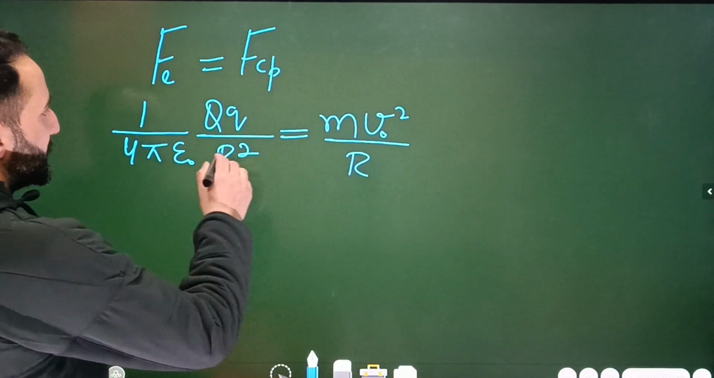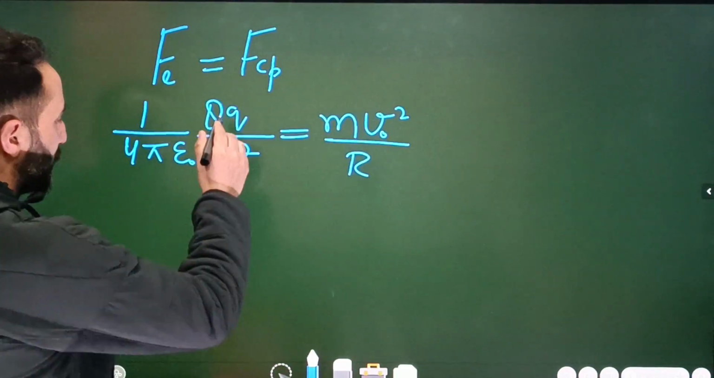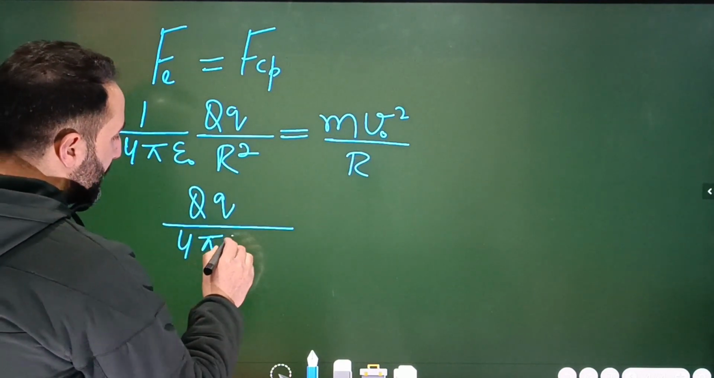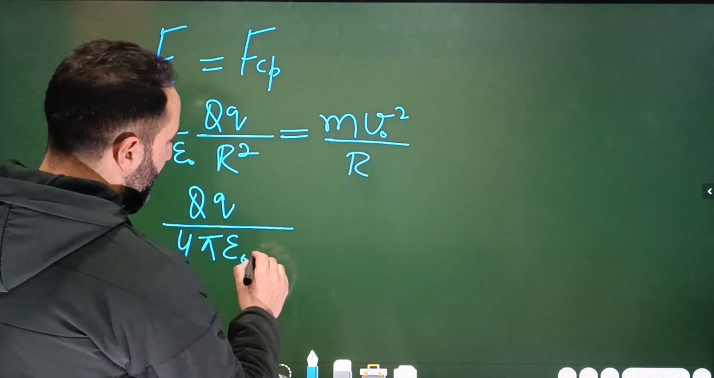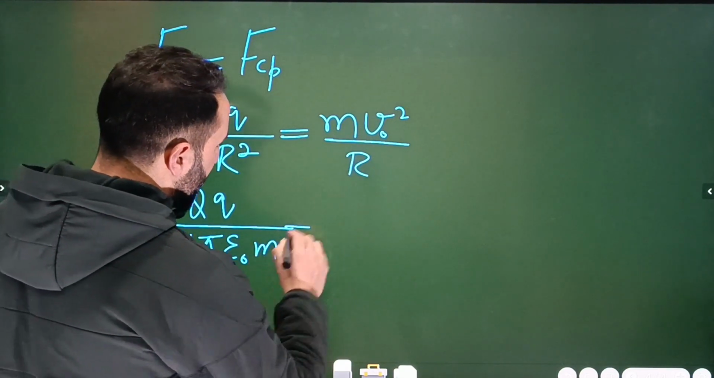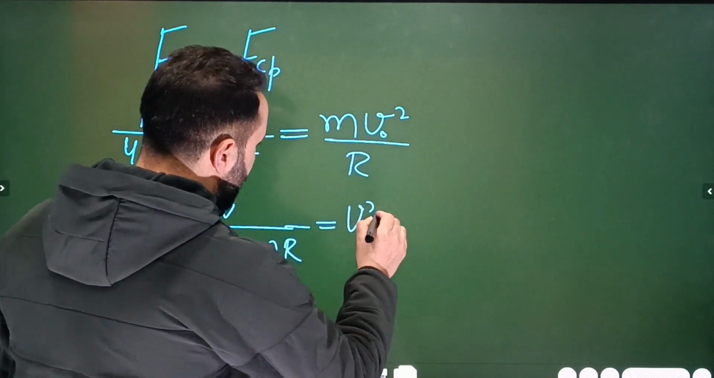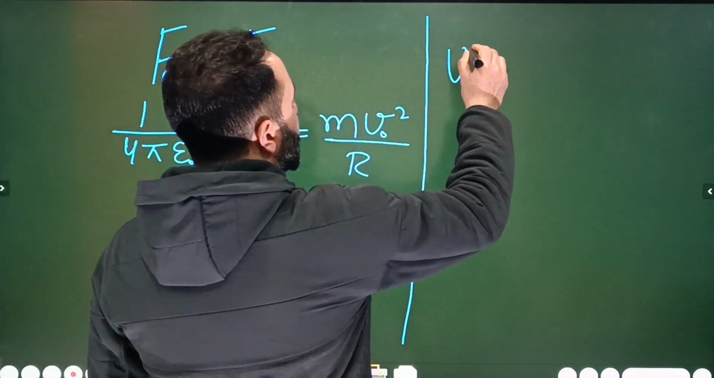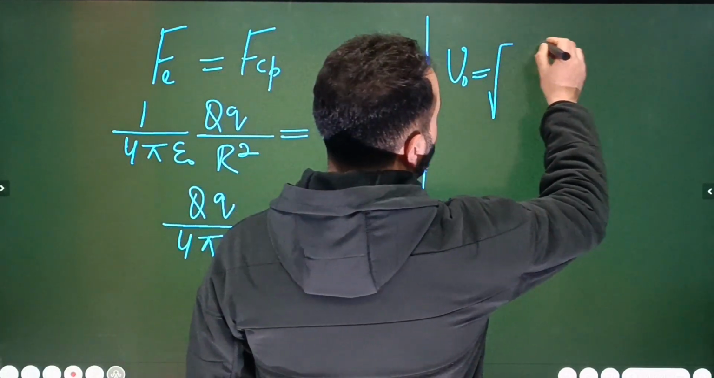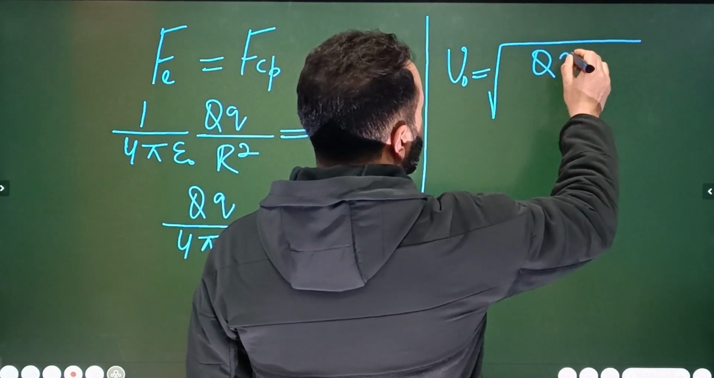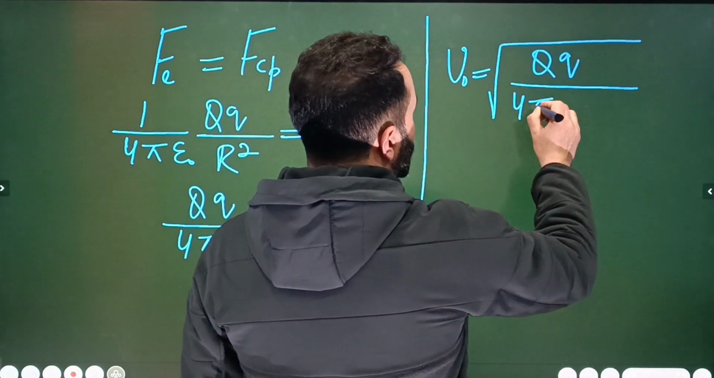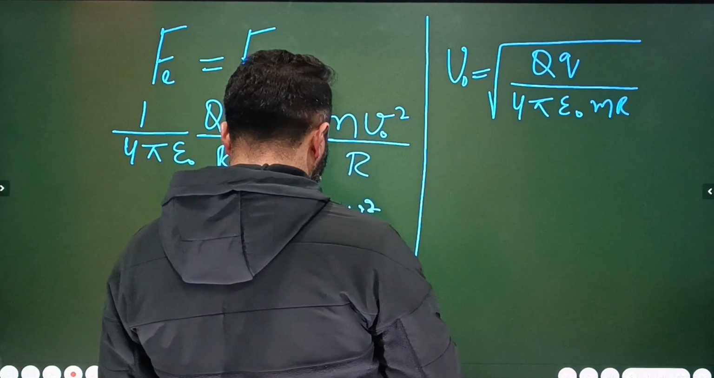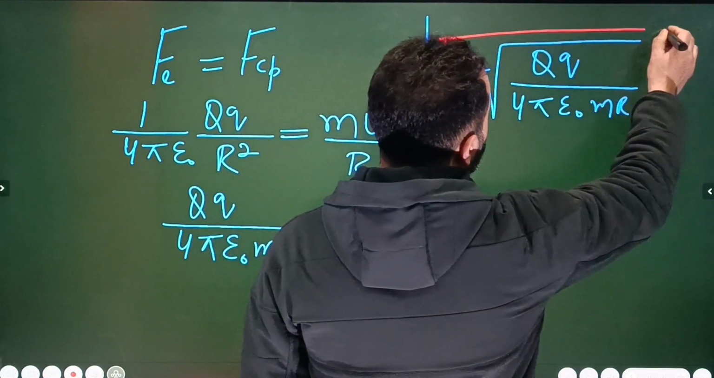So what will cancel is this, r and r will cancel. We are in search of this orbital velocity. So the orbital velocity squared equals capital Q, small q divided by 4 pi epsilon naught, multiplied by m multiplied by r. So finally this orbital velocity is equal to the root of capital Q, small q divided by 4 pi epsilon naught multiplied by m multiplied by r. So this is your orbital velocity.